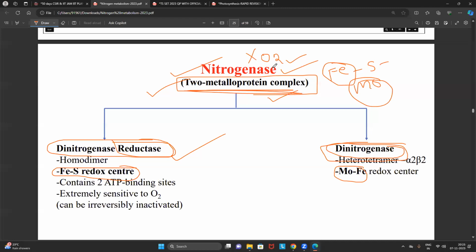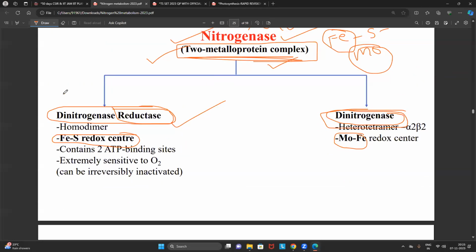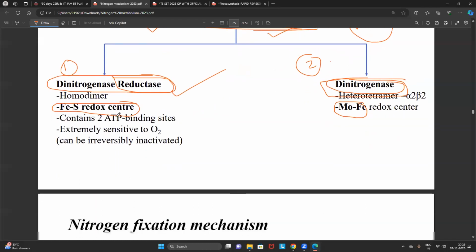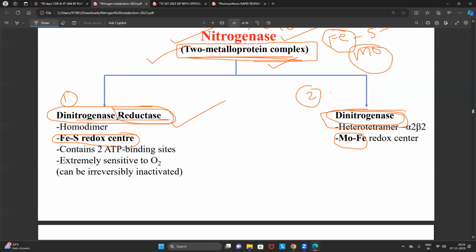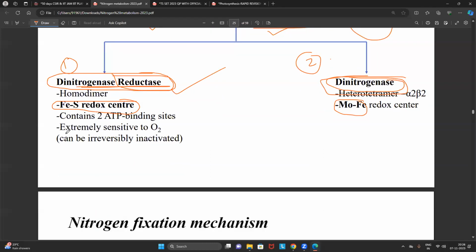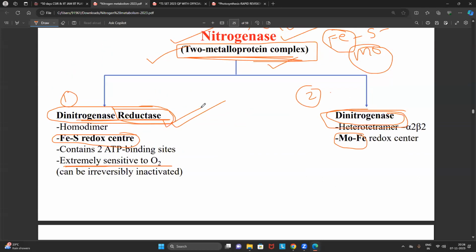Why? That is the question. The answer is that the nitrogenase enzyme has 2 subunits. This is the first subunit. This is the second subunit. The first subunit is named dinitrogenase reductase. Look into this. It is extremely sensitive to oxygen. So friends, if there is a presence of oxygen, this subunit will get inactivated automatically.